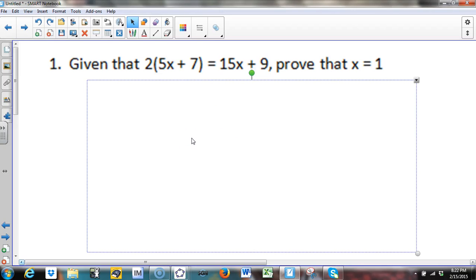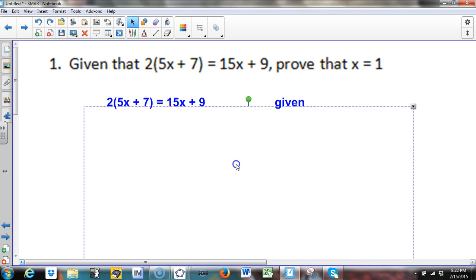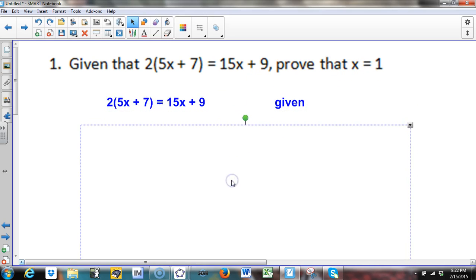Okay, let's go over proof number 1 on the test here. It was an algebra proof. We're given this equation, and we have to prove x is 1. As far as our given information goes, we're going to start with the equation that we're given, and then take the steps in solving this and show at the end of our proof here that we actually solve for x to equal 1.